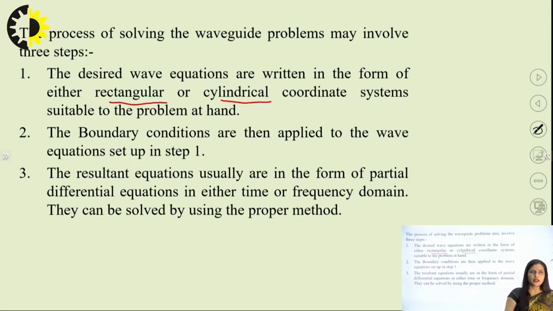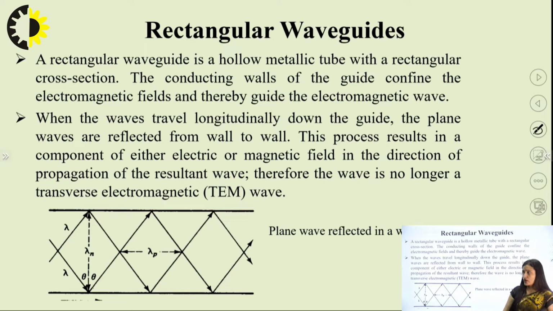After applying the boundary conditions, the resultant equations are generally in the form of partial differential equations. The solution of a partial differential equation can be in the time or frequency domain. By using a proper method, we can find the different Maxwell equations through the solution of those partial differential equations. So see here, this is the rectangular waveguide.